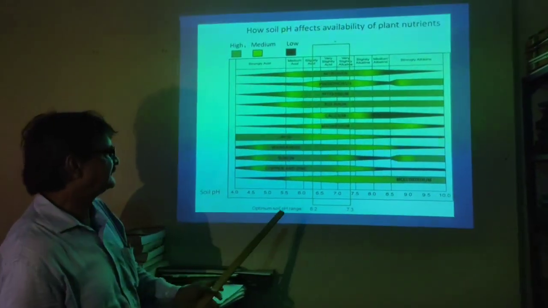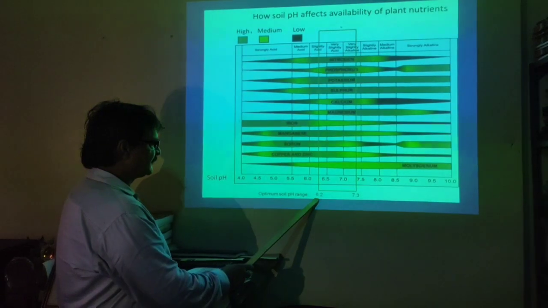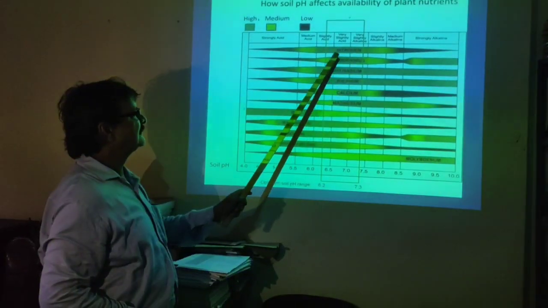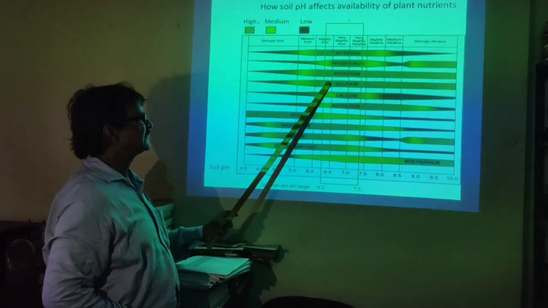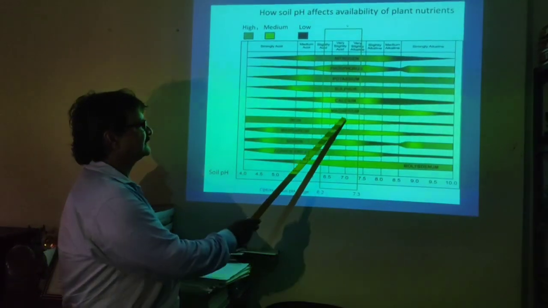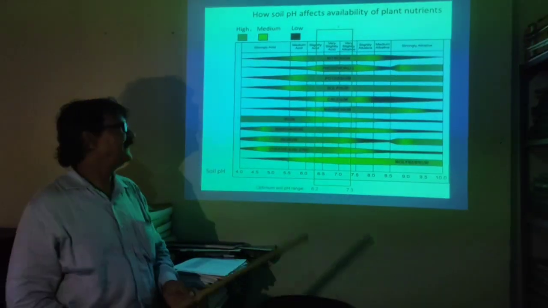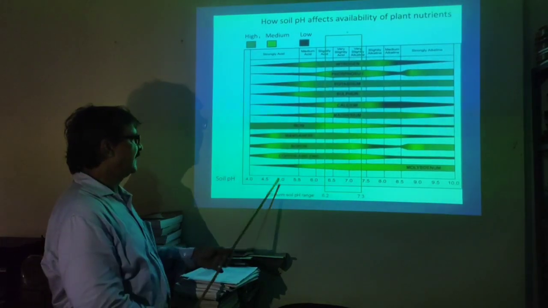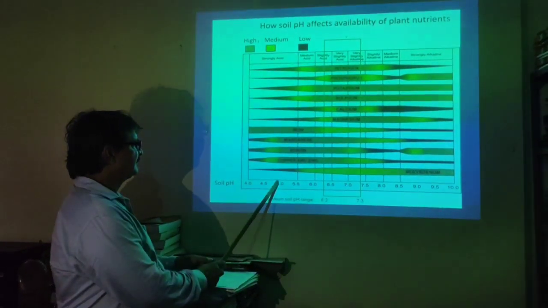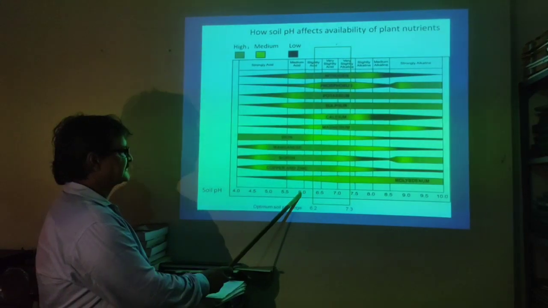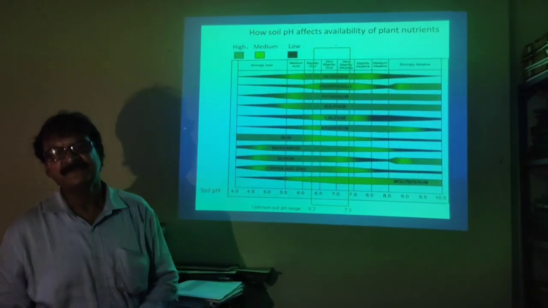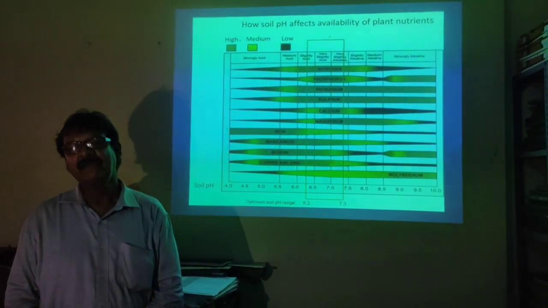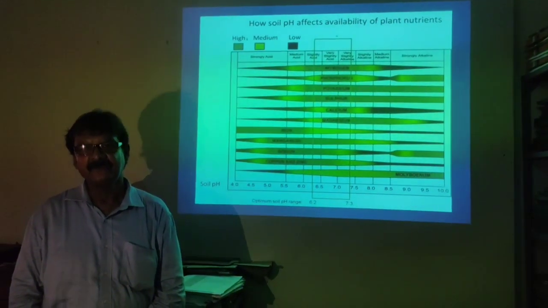From this figure, it is clear that between the range of 6.2 to 7.3, nitrogen, phosphorus, potassium, sulfur, calcium and magnesium frequently occur, whereas iron, manganese, boron, copper and zinc frequently occur between the pH range 5 to 6. That's why we have to estimate the pH of the soil first, to know the availability of macro and micro nutrients.